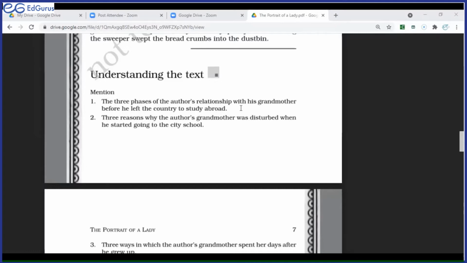The second phase was when they shifted to the city. So you would say in the city, both the author and his grandmother were sharing the same room, and there was a beautiful relation between the two. But at certain points, a few things grandmother would disapprove of. For example, there was a change. Now she would not accompany him to the school because he was going by the school bus. But whenever he was coming back from the school, she would ask him what he had learned.